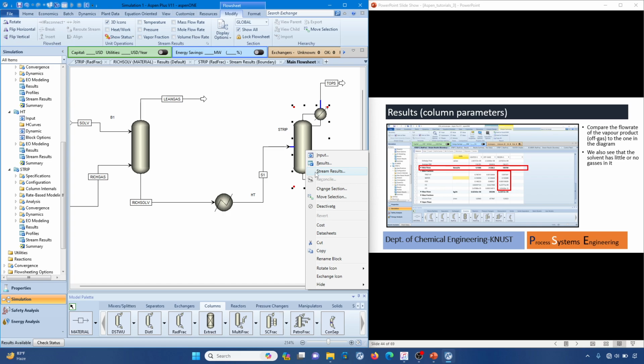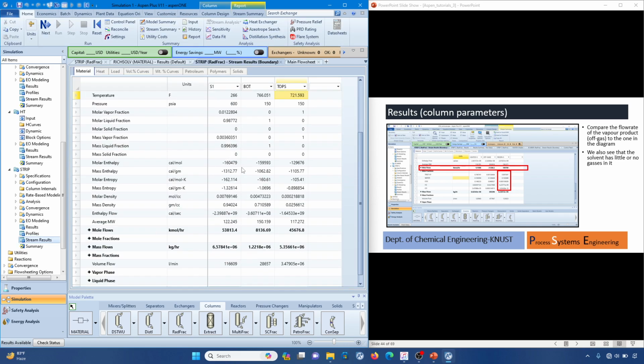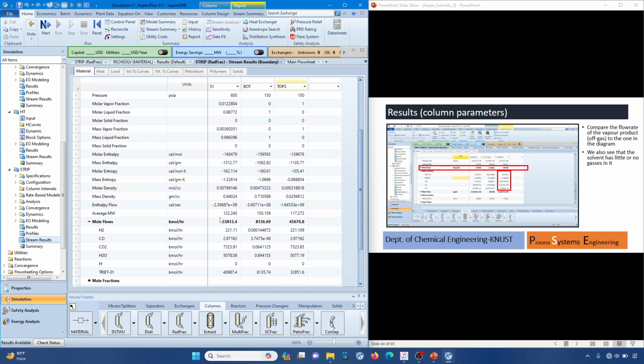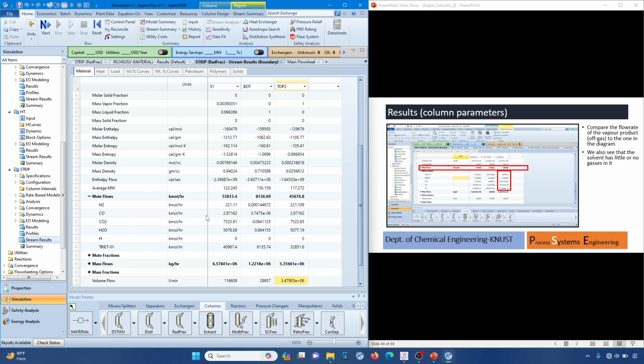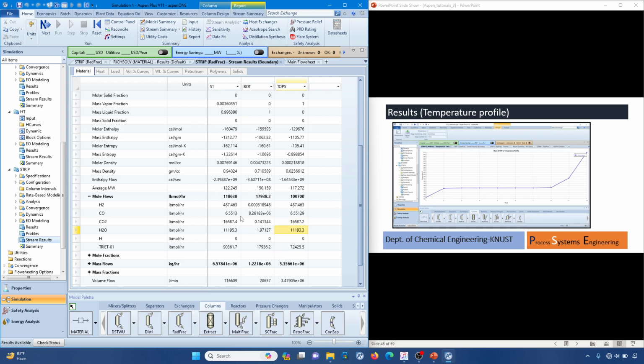And head to the stream results. Here we can quickly see the solvent phase. For the solvent stream, CO2 is almost none, so all of it has been removed. So that should be it for absorption and stripping.